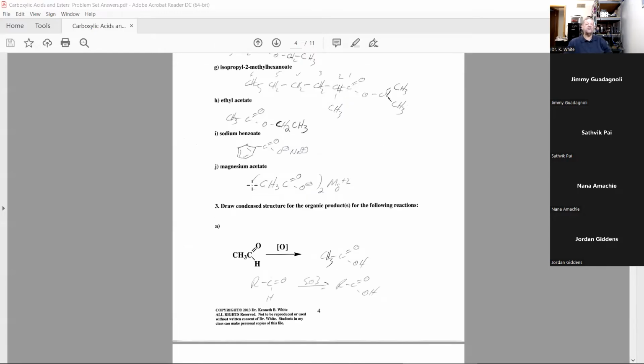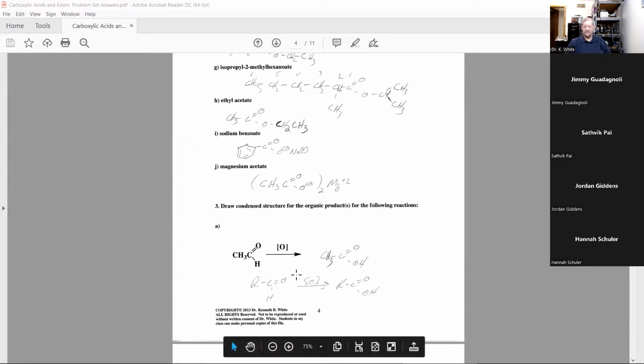Now, I made a mistake on J, just cross it off. I'll only keep M as sodium, potassium, or lithium. There I have calcium, it's right, but just cross this off. I won't ask that ever on a test or the final. All right. Any questions on nomenclature of esters, carboxylic acids, or carboxylate anions?